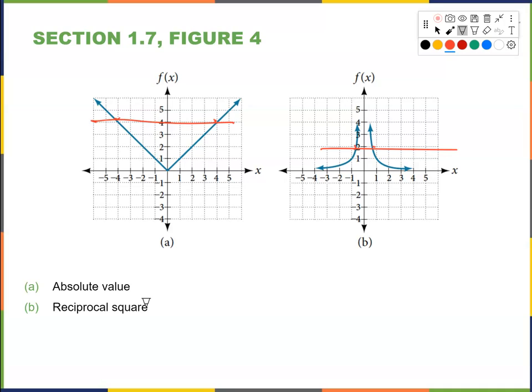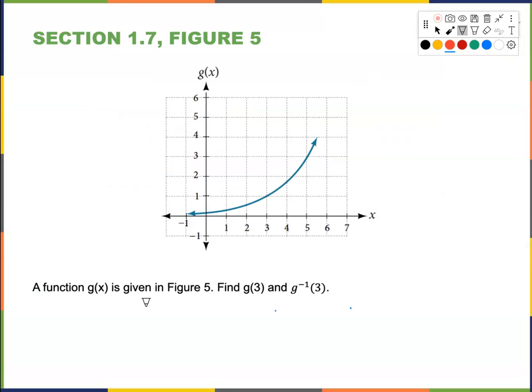Same thing with the reciprocal square. If we only want this part greater than 0, then it will have an inverse. Or below 0 here for the absolute value function, then it can have an inverse. So that's how you restrict the domain.